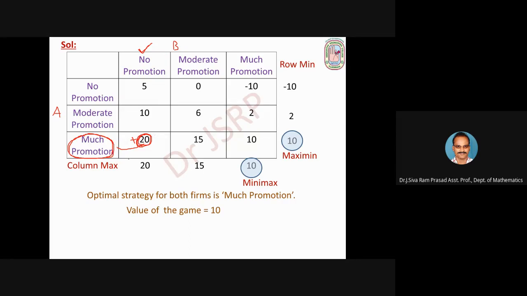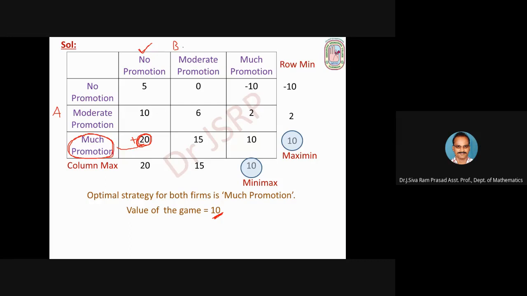Okay, so that means, if both players follow theory, what is the value of the game? 10. This is positive, so firm A gains 10, firm B loses 10. Okay, suppose player A follows theory and player B does not follow theory.